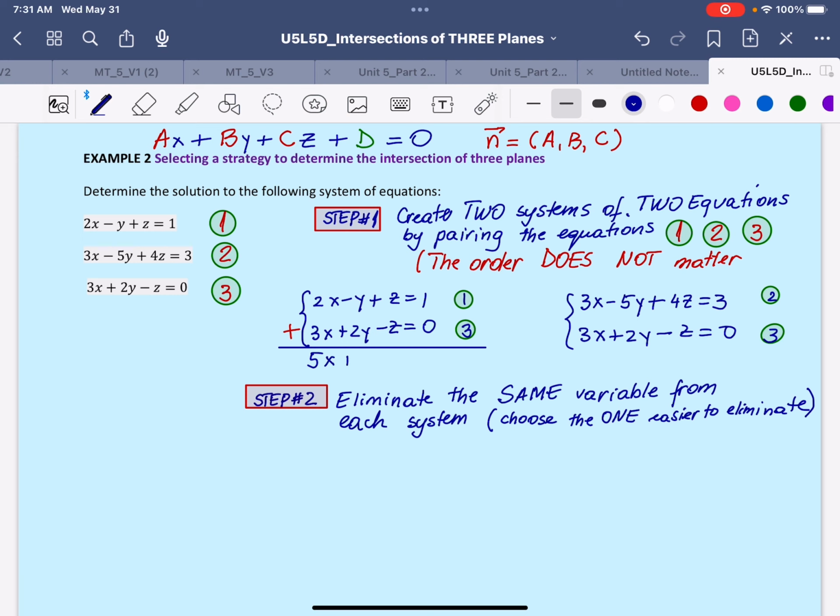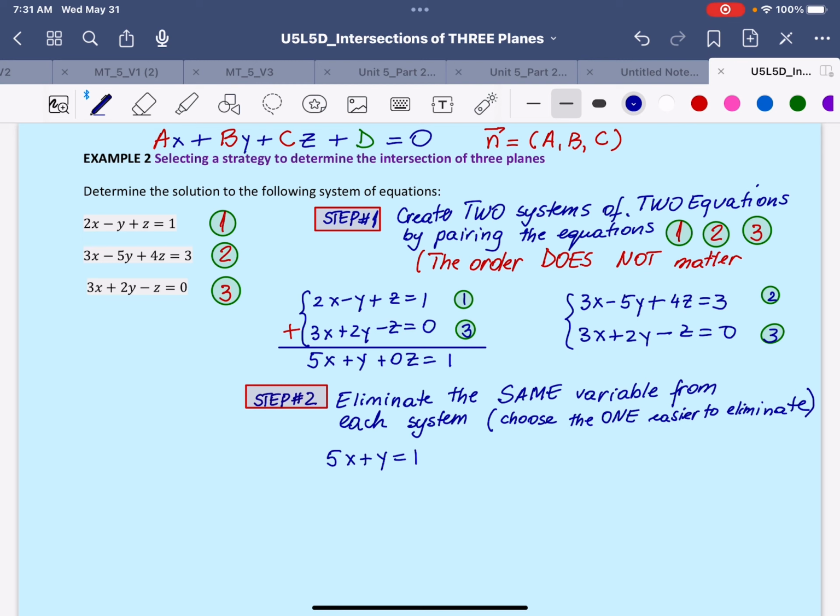Negative y plus 2y is 1y. Z plus negative z is equal to 0z. Obviously, we don't have to write this, but for the purpose of explaining things, I'm just writing it down. And that will create us 5x plus y equals 1.